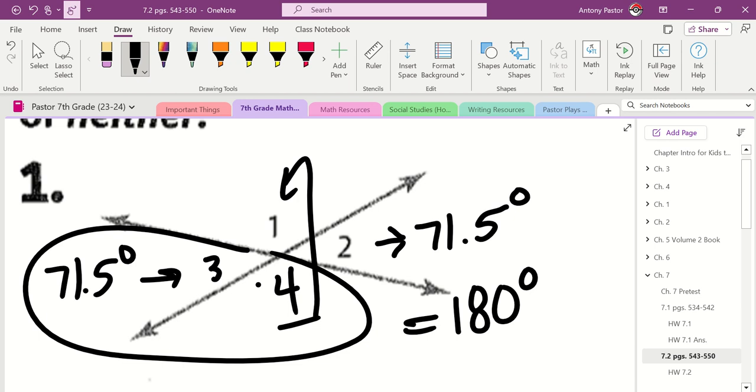Now, I'm going to give you guys some time to figure out what angles 1 and 4 are. Go.